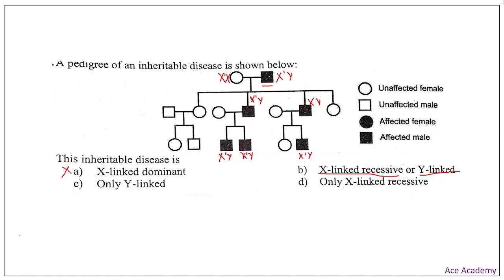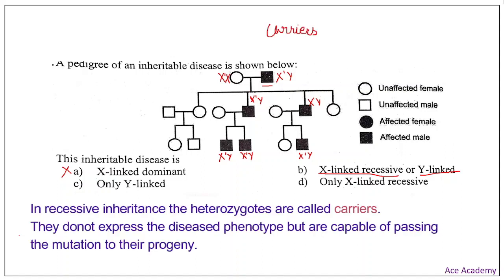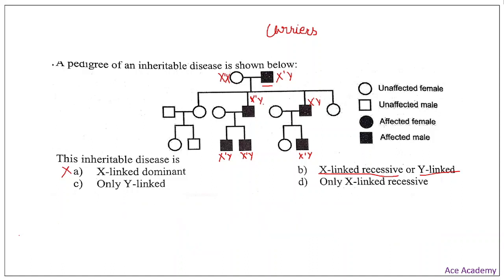Now remember, in X-linked recessive or autosomal recessive traits, heterozygous individuals are called carriers. Carriers do not express the diseased phenotype, but they do carry the mutation such that they are capable of passing it on to their offspring, just like we have seen in this particular example. The female was not herself affected, but she passed on the disease to her son, and actually to both of her sons by some chance.